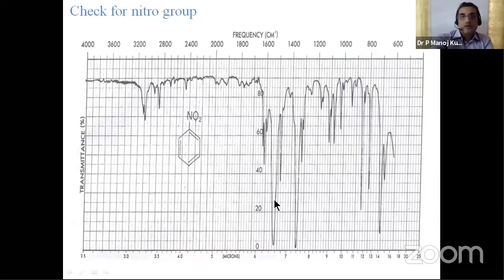One here, 1300 to 1390, and another one between 1400 to 1500 you will be getting. Two peaks you will be getting. 1500 to 1600 you will be getting, and another one between 1300 to 1390. Two peaks you will get. If the compound contains a nitro group, symmetric and asymmetric stretching will be there.